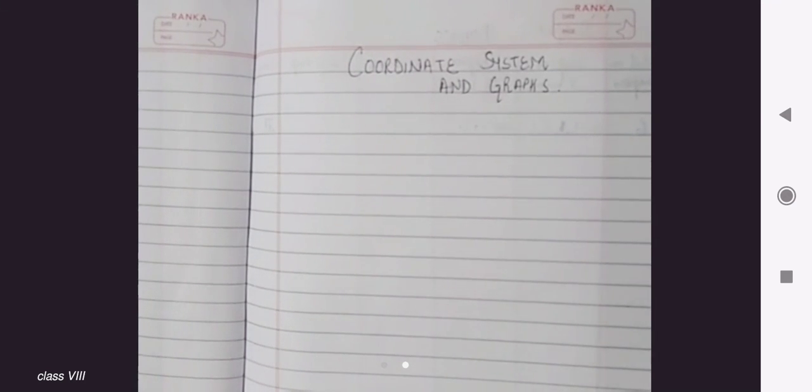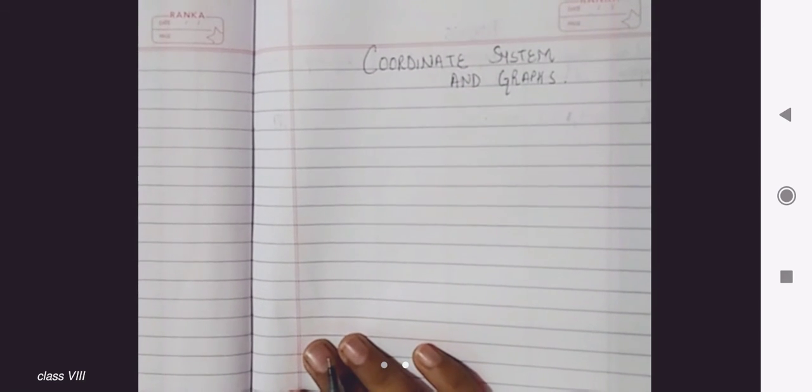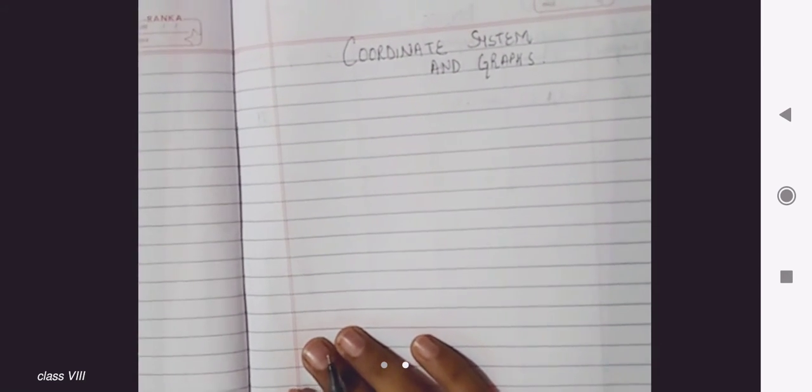Assalamu alaikum students. So now we will start chapter number 25, that is coordinate system and graph. Coordinate system, you know that when you have a graph paper, you are making a separate system which is used for determining the position of an object.